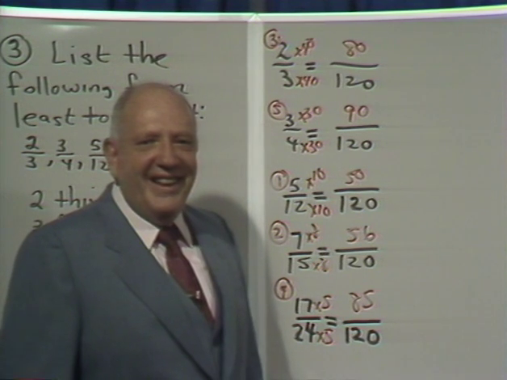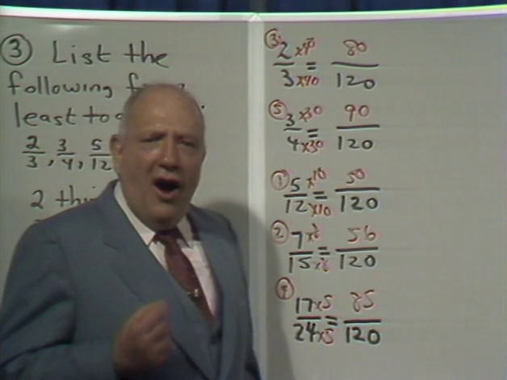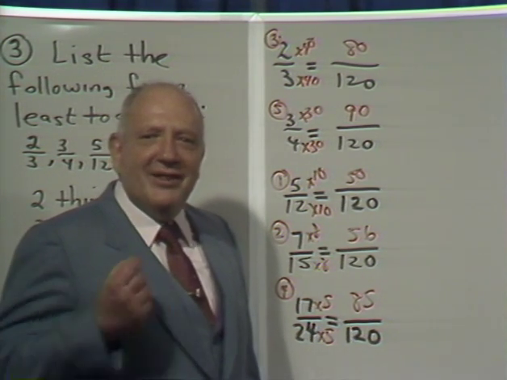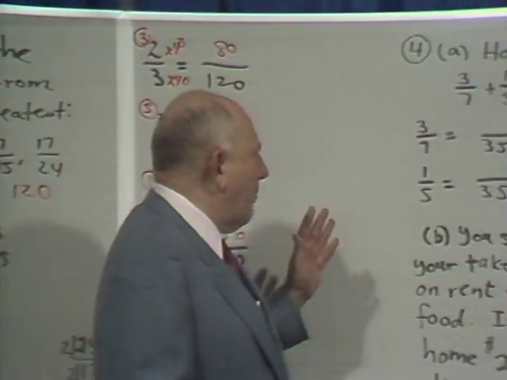It's neat. Notice how we're doing whole numbers here. Once we get that common denominator, all we're doing is looking at the numerator. And the numerators are whole numbers. See, same thing over here. Let's look at problem number 4.